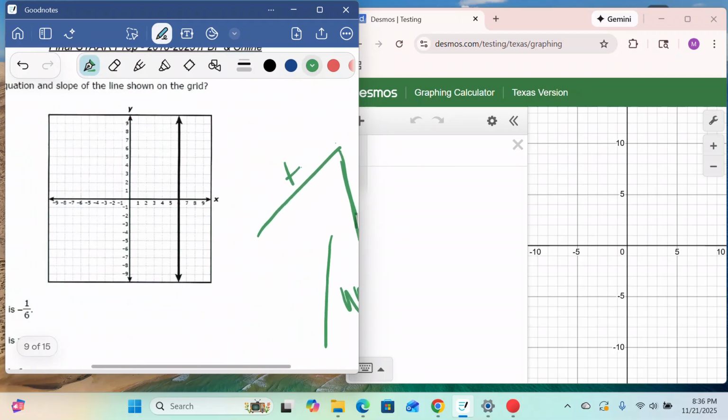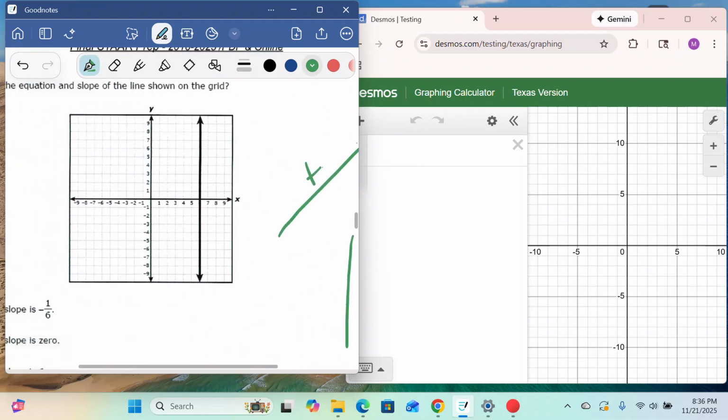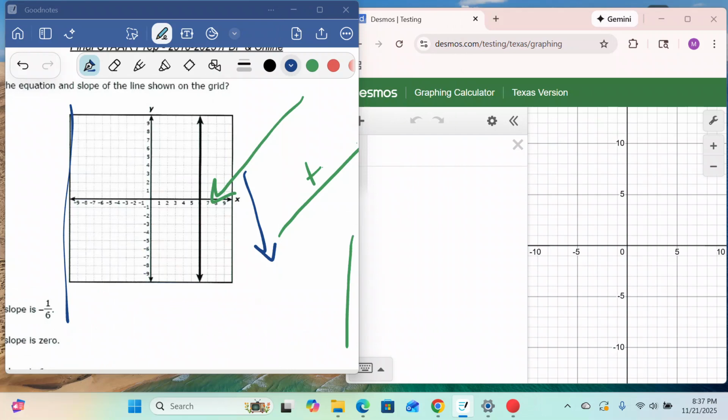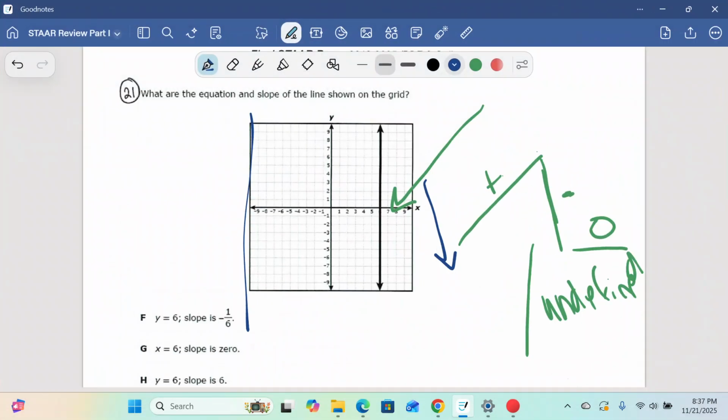So looking at this question right here, you look at this line, and this line is actually an undefined slope. Anytime you have a line going up and down, that is considered an undefined slope. So let's take a look at the types of answer choices that we have.